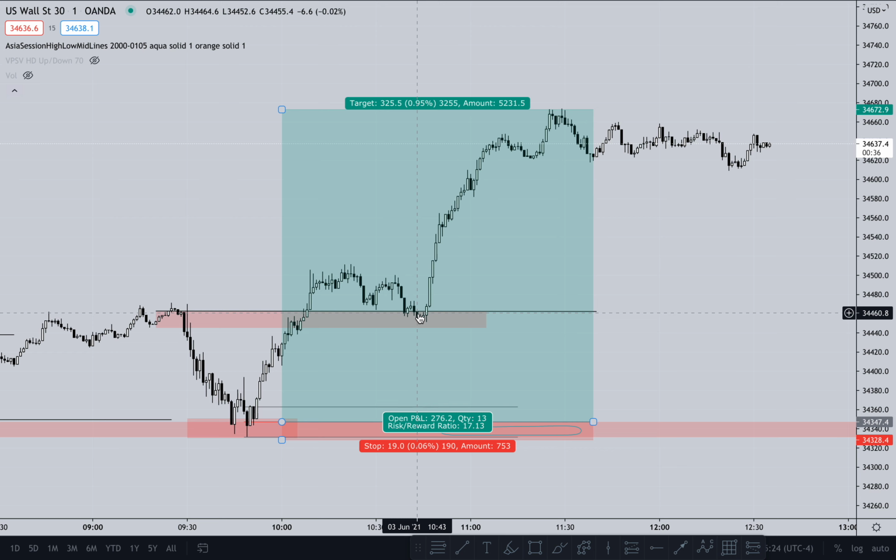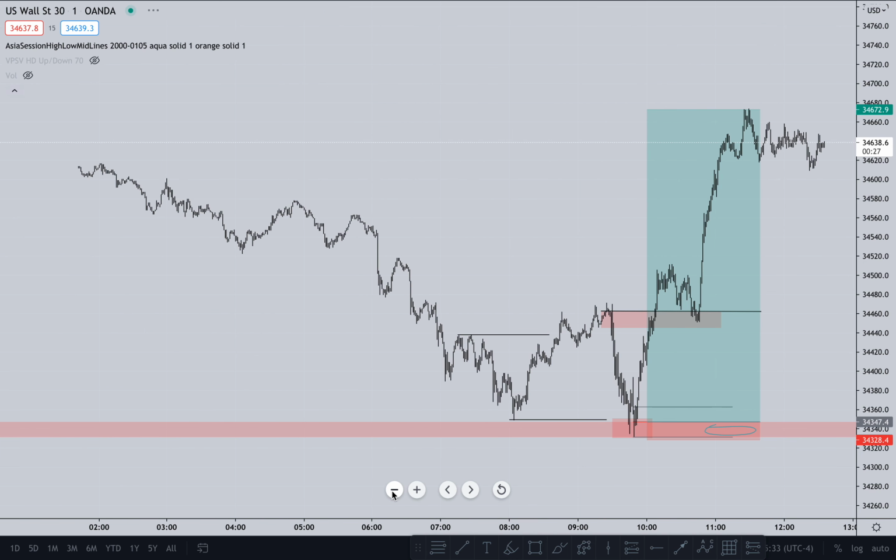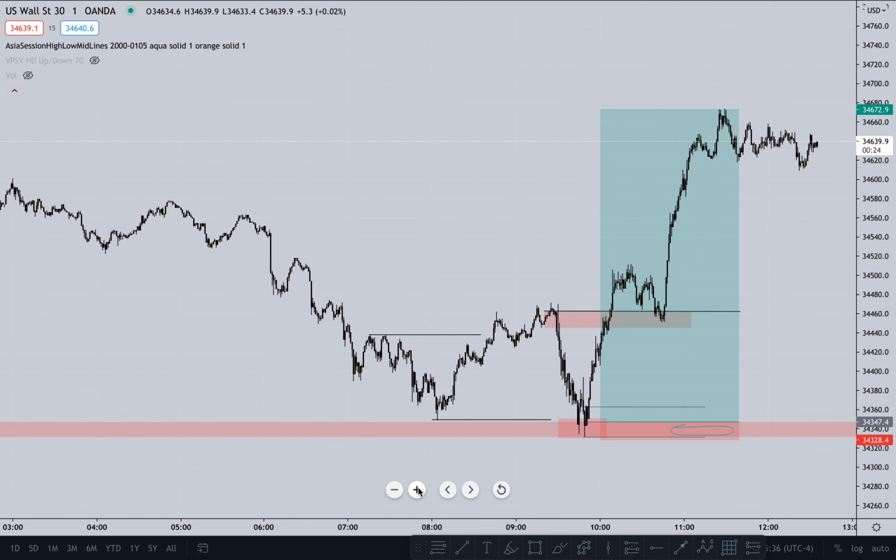Then here is gonna be a continuation because there was a complex pullback again to my breaker so that I can take an entry to go to the upside. So this is how you need to take this entry, guys. It's just something that is so simple.